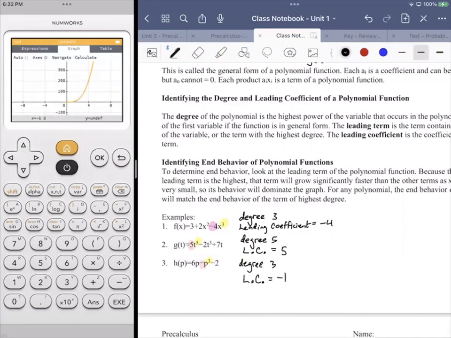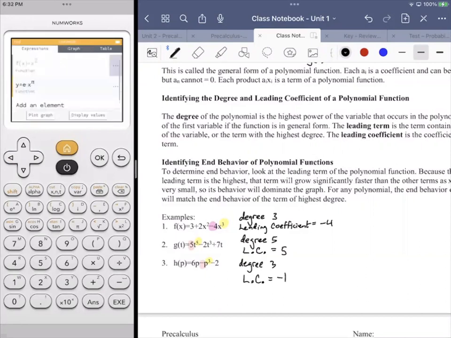I'm going to pop that in. You know what? I'm just going to wipe this one out. I'm going to wipe them both out. I'm going to put in f of x is equal to 3 plus 2x squared minus 4x to the third. Okay. So I pop that in. That's my first function.